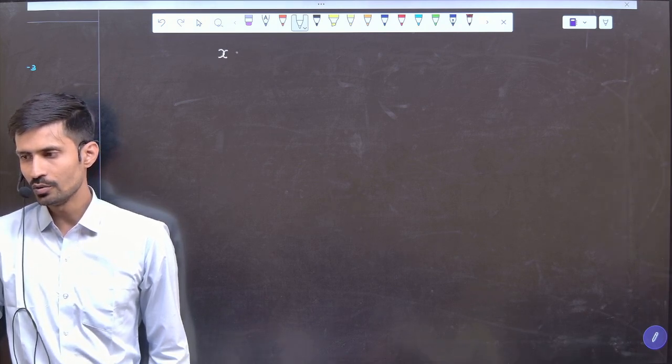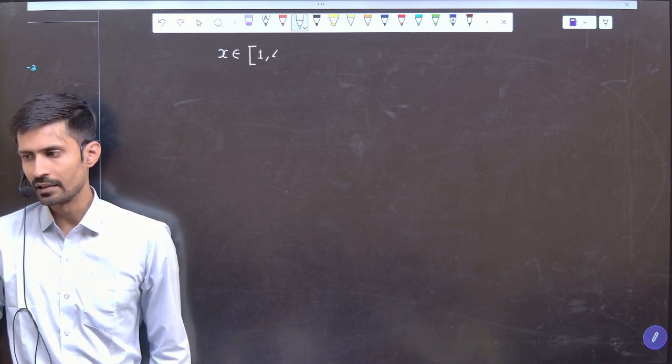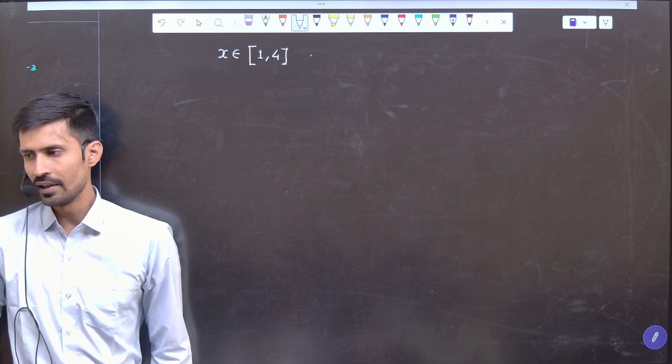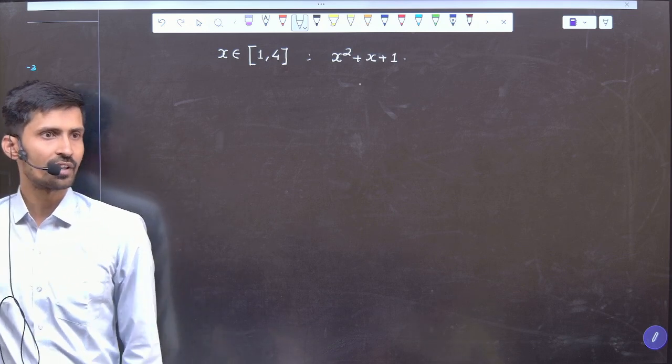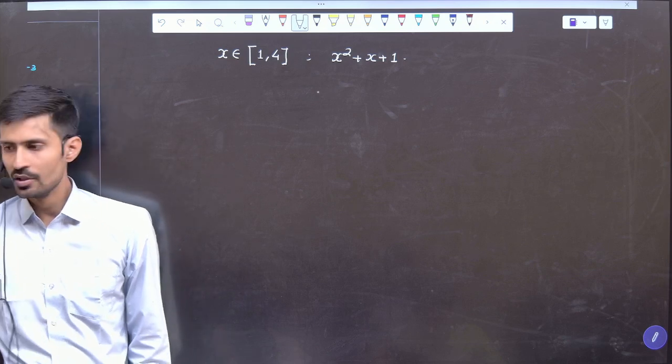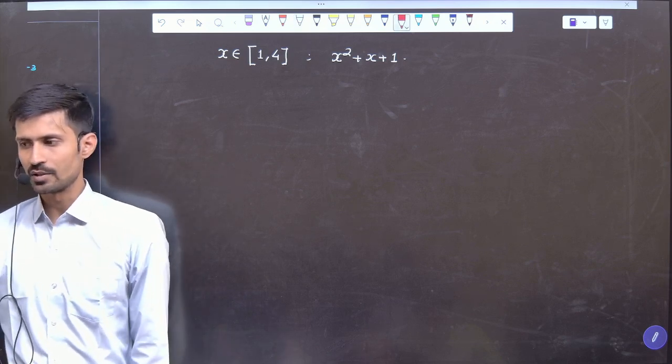x belongs to 1 to 4, closed bracket. Find the range of x square plus x plus 1. Which method will we apply? The perfect square method will apply. So first of all, change it into a perfect square.